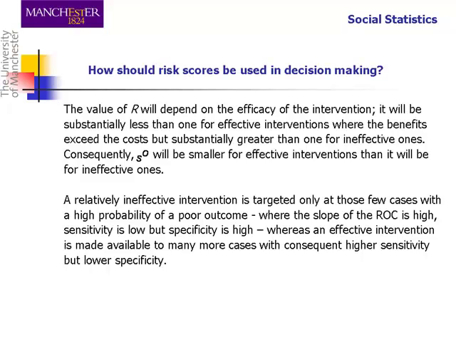And the implication of this is that if you have a relatively ineffective intervention, so there's a sense in which you have determined the effectiveness of the intervention, perhaps by some sort of randomized controlled trial, it will be targeted only at those few cases with a high probability of a poor outcome. In other words, where the slope of the receiver operating characteristic is high, and the sensitivity is low, but the specificity is high. Whereas if you know that you have an effective intervention, then you're going to make that available to many more cases with consequent higher sensitivity and lower specificity.